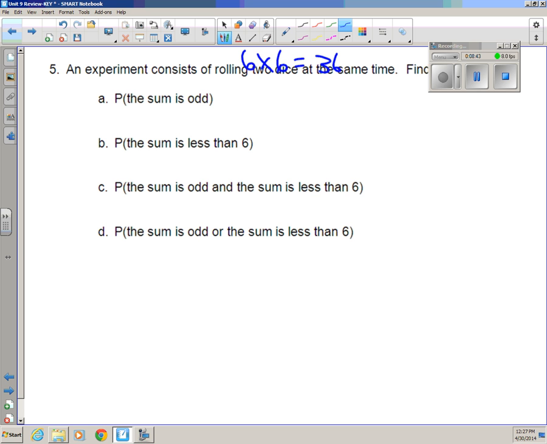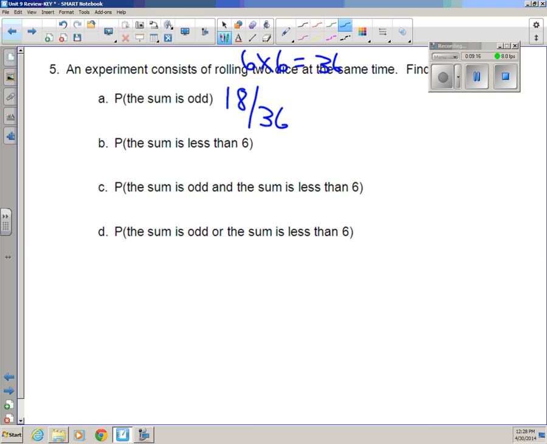Well, if you start taking all the choices, 1, 1, 1, 2, 1, 3, 1, 4, 1, 5, 1, 6, 2, 1, 2, 2, 2, 3, 2, 4, 2, 5, 2, 6, 3, 1, 3, 2, I think you're kind of getting the picture, and you add up those 2 numbers that show up on each die, well, half the time the sum is going to be even, half the time the sum is going to be odd. 1 plus 1 is 2. 1 plus 2 is 3. 1 plus 3 is 4. It's going to be even, odd, even, odd. So there's 18 times out of the 36 outcomes where my sum is odd.